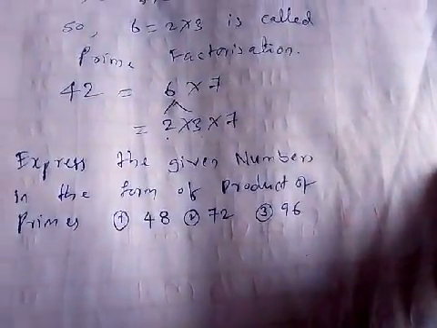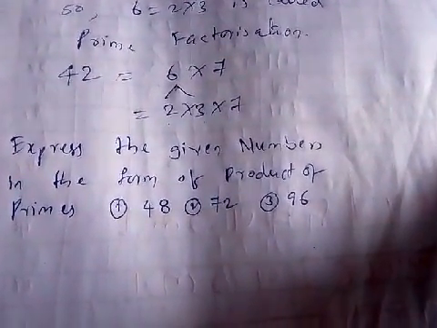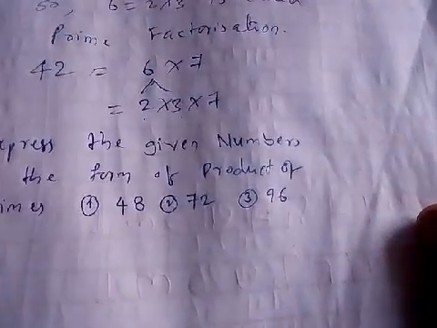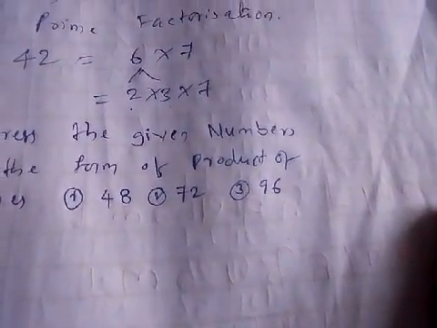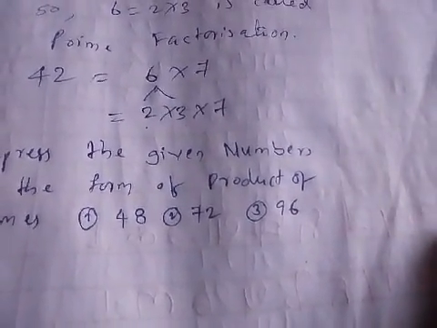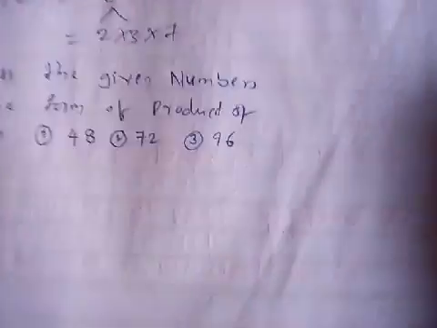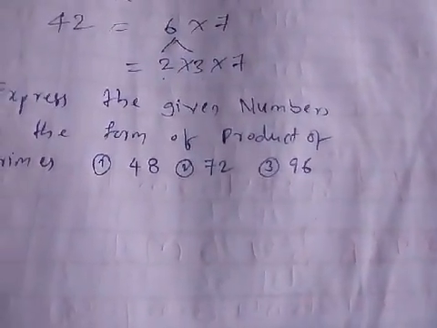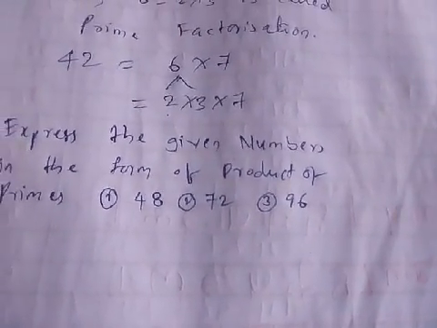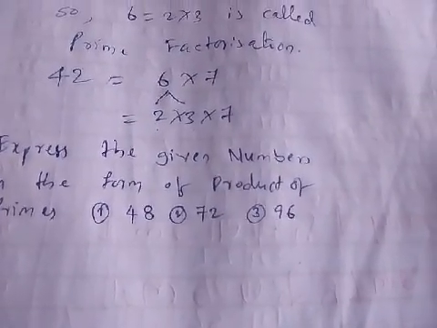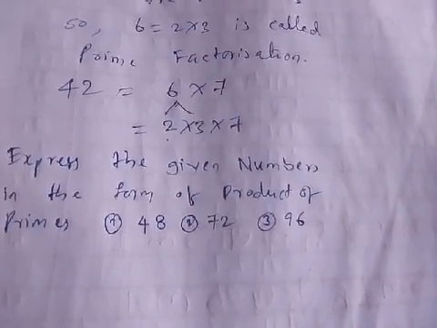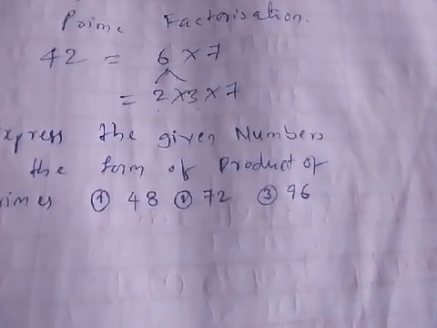Here I am giving three problems. Express the given numbers in the form of product of primes. Write 48 as a product of prime factors, 72 as a product of prime factors, and also 96. First write the number 48 as a product of two numbers, and then check whether those two numbers are prime or not. If they are not prime, then again write the number which is not prime as a product of prime numbers. Today I hope you will do these three problems.